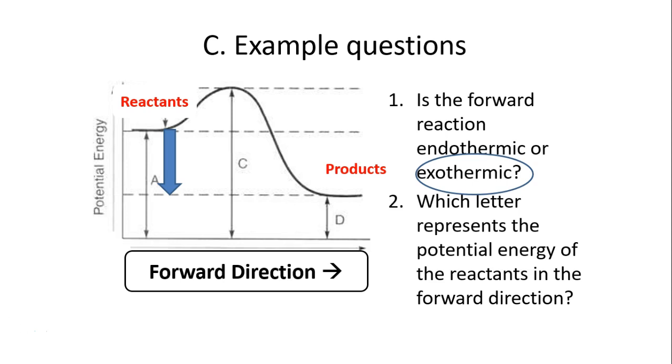All right, next question says, which letter represents the potential energy of the reactants in the forward direction? Okay, so this is just asking me what letter on this graph would just be for reactants. And since we're going in the forward direction, the reactants are here on the left.